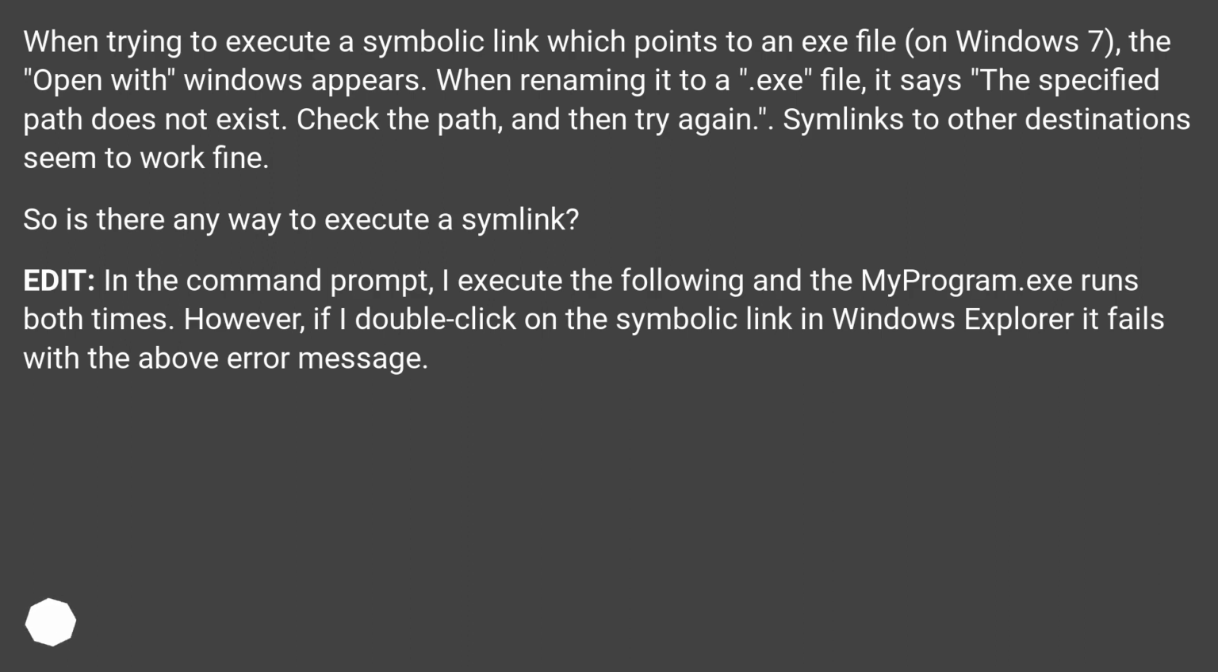Some links to other destinations seem to work fine. So is there any way to execute a symlink? Edit. In the command prompt, I execute the following and the myprogram.exe runs both times. However, if I double-click on the symbolic link in Windows Explorer, it fails with the above error message.